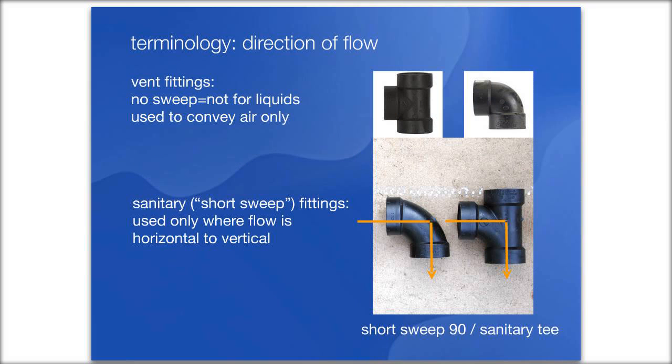So direction of flow, we're getting into, is it going vertical to horizontal, horizontal to vertical, et cetera. With your fittings that have no sweep, the ones at the top there, those are for air only, not used for liquids. Those are vent fittings. We just talked about sanitary or short sweep fittings. Both the T and the 90 can only be used where the flow is horizontal to vertical, as pictured here.